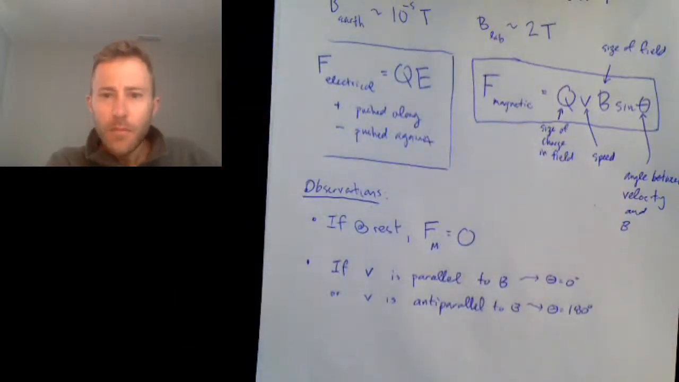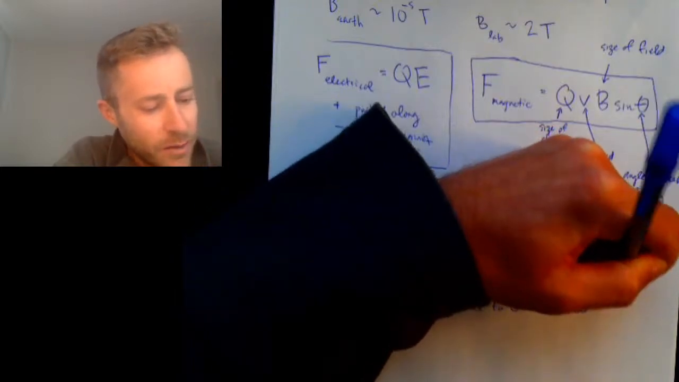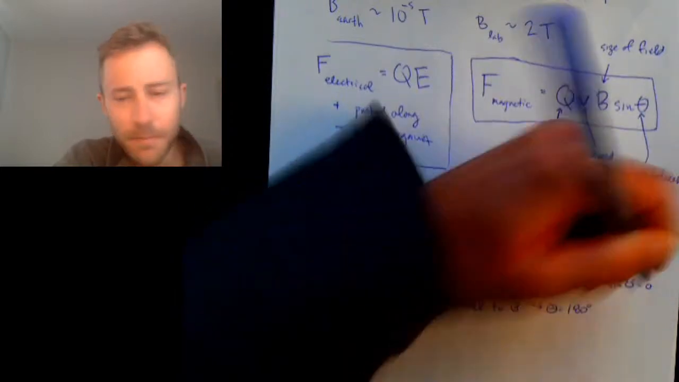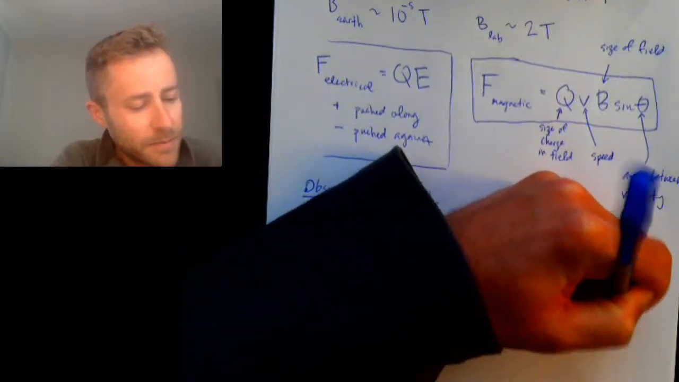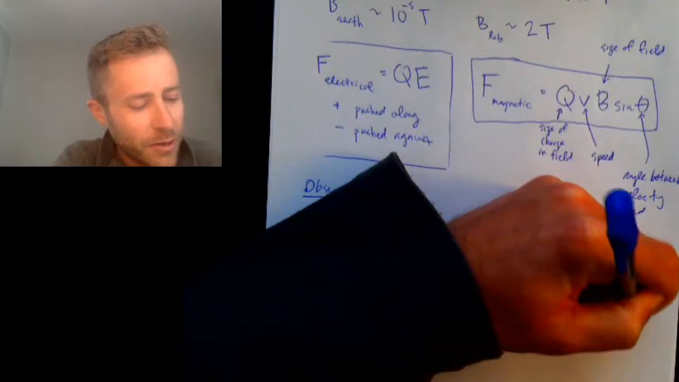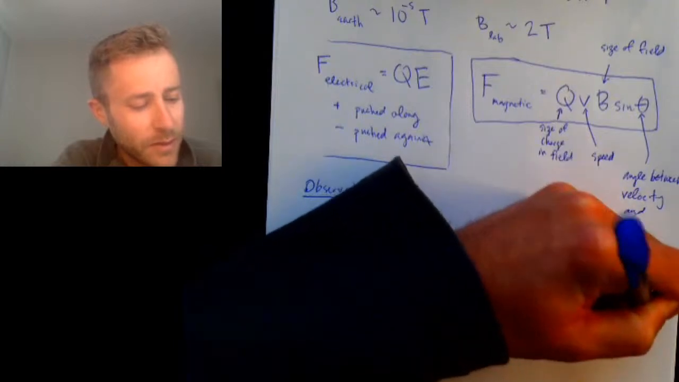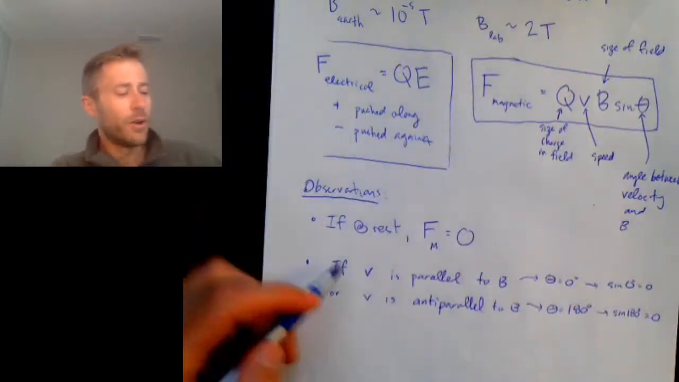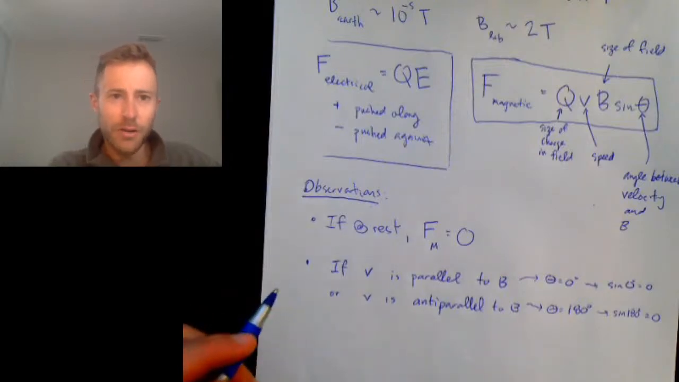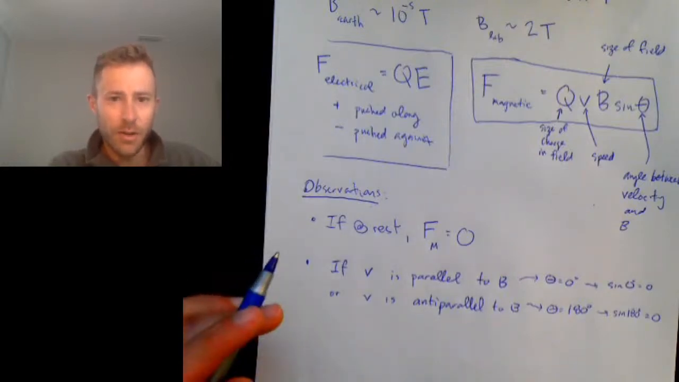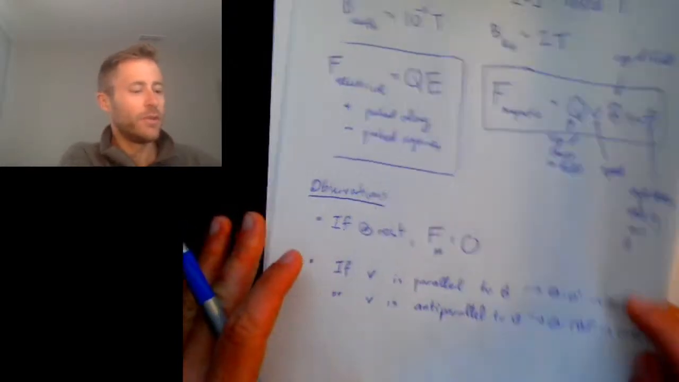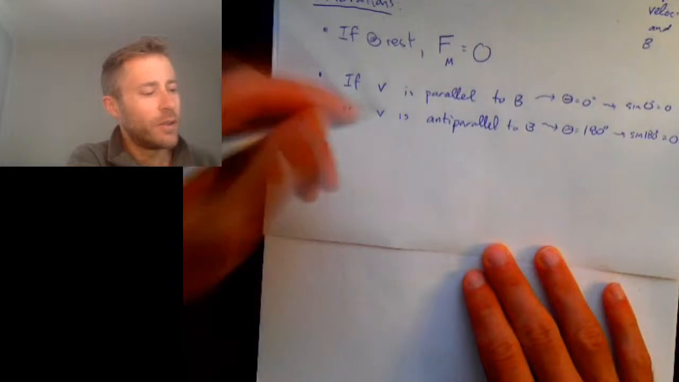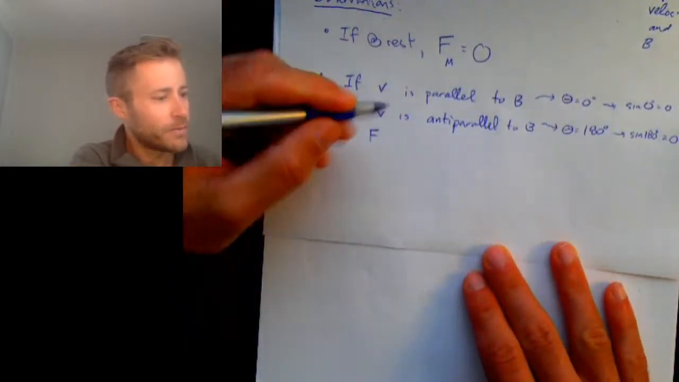And you can try it in your calculator. The sine of 0 degrees is 0. The sine of 180 degrees is 0. So if your velocity is parallel or anti-parallel to the magnetic field, then there is no magnetic force.